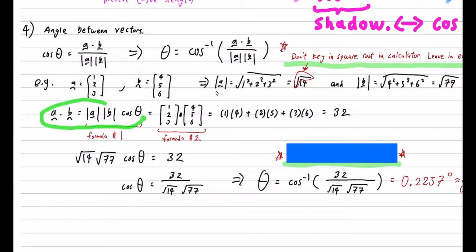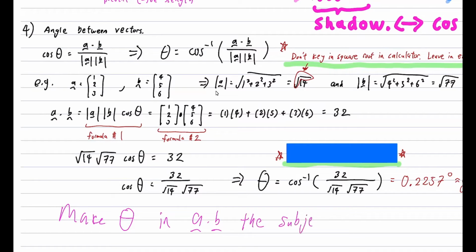Here I just use the formula straight away without using this cosine theta formula. It will give you the same result. The basic idea is to always make theta in A dot B the subject. You know how to make things a subject, right? I'm sure you know that. So that's why I do this. Okay, A dot B will be mod A mod B times cosine theta.